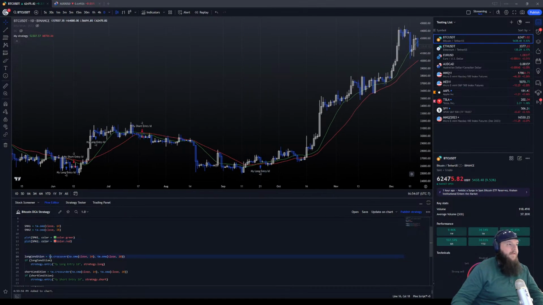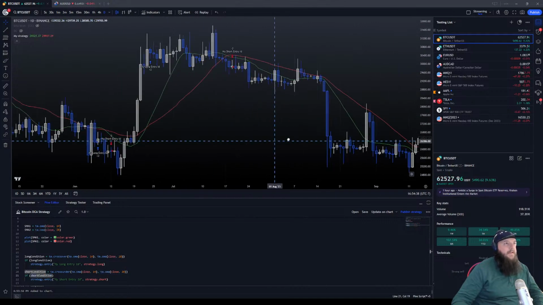We see when you have a crossover of the fast SMA and the slow SMA. So when the fast SMA crosses above the slow simple moving average, we take a long trade, long condition right there. Reverse, when the fast SMA crosses under the slow moving average, we have a short entry. And we can see that here on the chart.